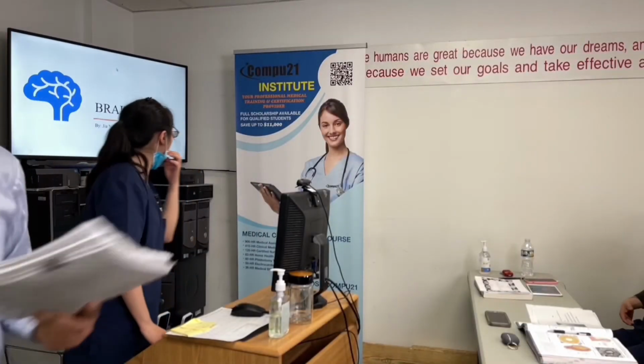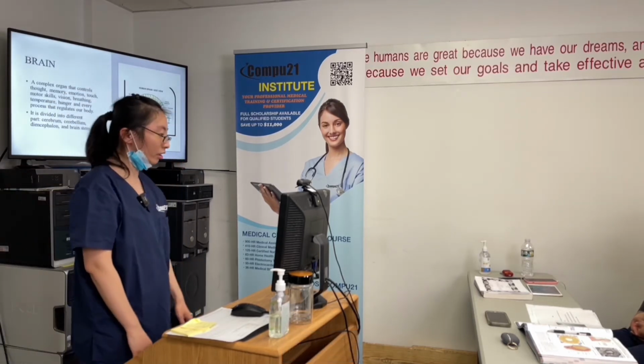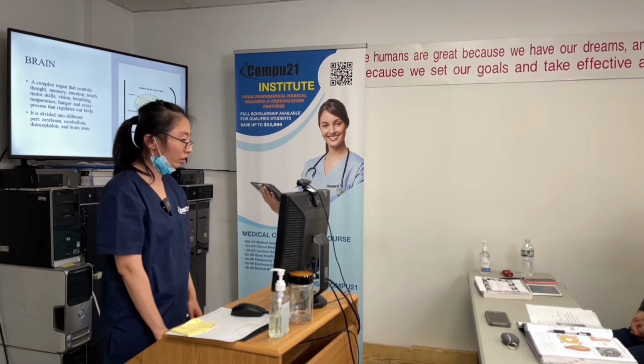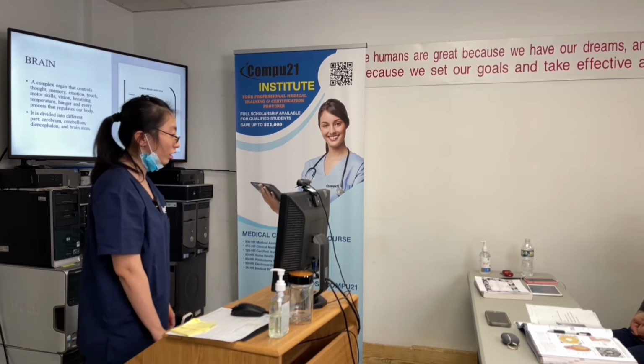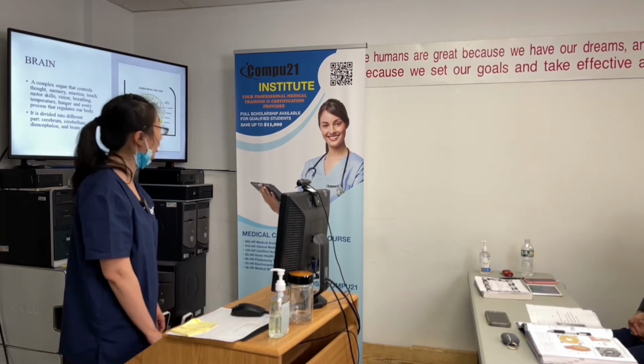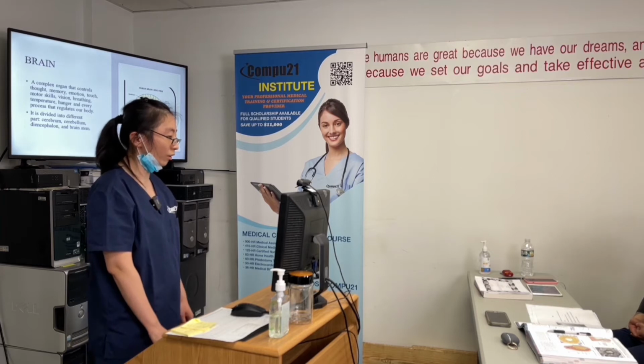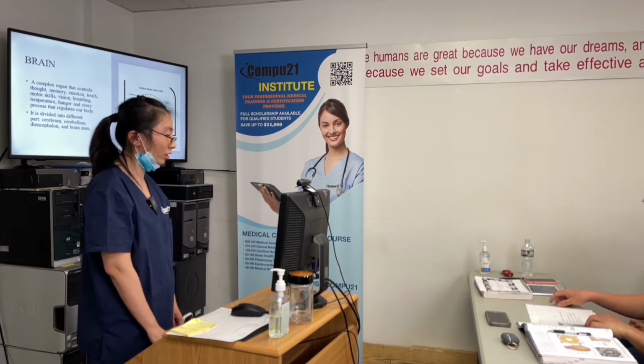My topic will be on the brain. The brain is a complex organ that controls thought, memory, emotion, touch, motor skills, vision, breathing, temperature, and hunger, and every process that regulates the body. It also divides into four different parts.